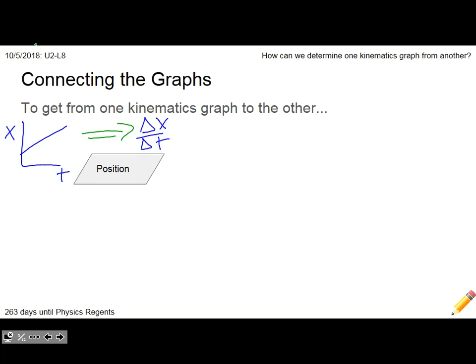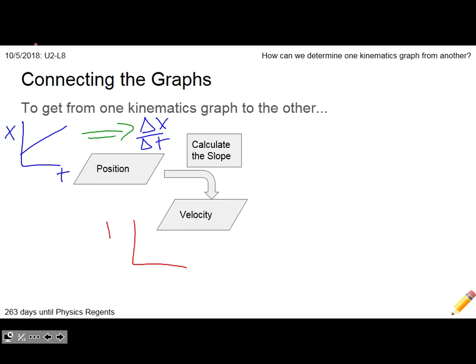Okay, so if I have a position graph and I calculate the slope, I would get velocity because it's the change in the position divided by the change in time. Okay, so now I would have some graph of v versus t. Again, these are not the same graph. Well, actually, I'll do it like it's the same graph. This graph might look something like this, where I graph the slope at every time.